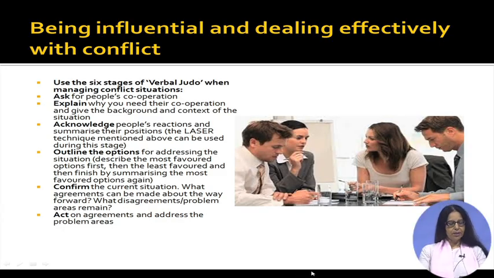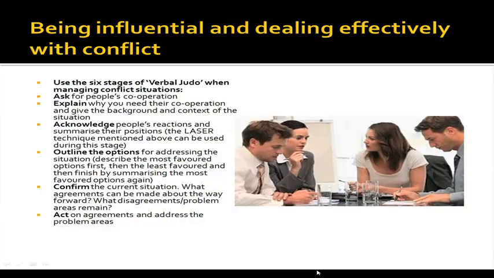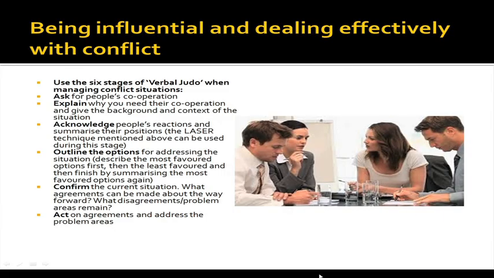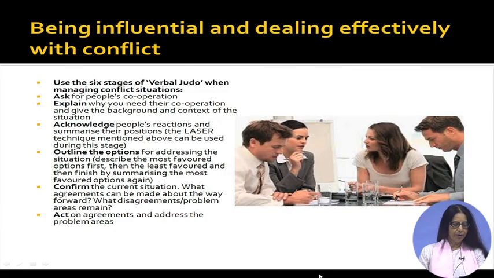Outline the options for addressing the situation. If there is a conflict situation, you can describe the most favored options first, then the least favored, and then finish by summarizing the most favored options again. This way, even if people have a conflict, if you tell them that one has to choose between the various options available, then people are more likely to find a way of resolving their conflict. Confirm the current situation. What agreements can be made about the way forward?